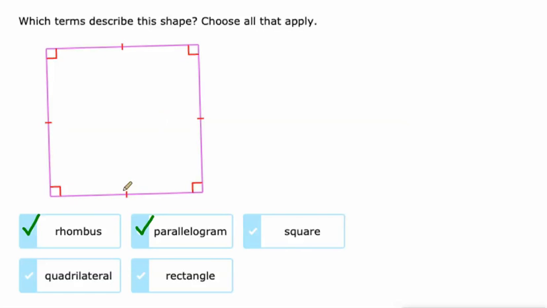Okay, so this side is parallel to this side, and this side is parallel to this side. So that does make it a parallelogram. It is a square because it's a rhombus with four right angles. It's a quadrilateral because it has four sides, and it's a rectangle because it has four right angles. So even though we would most specifically call this a square, all of these names do apply to it.